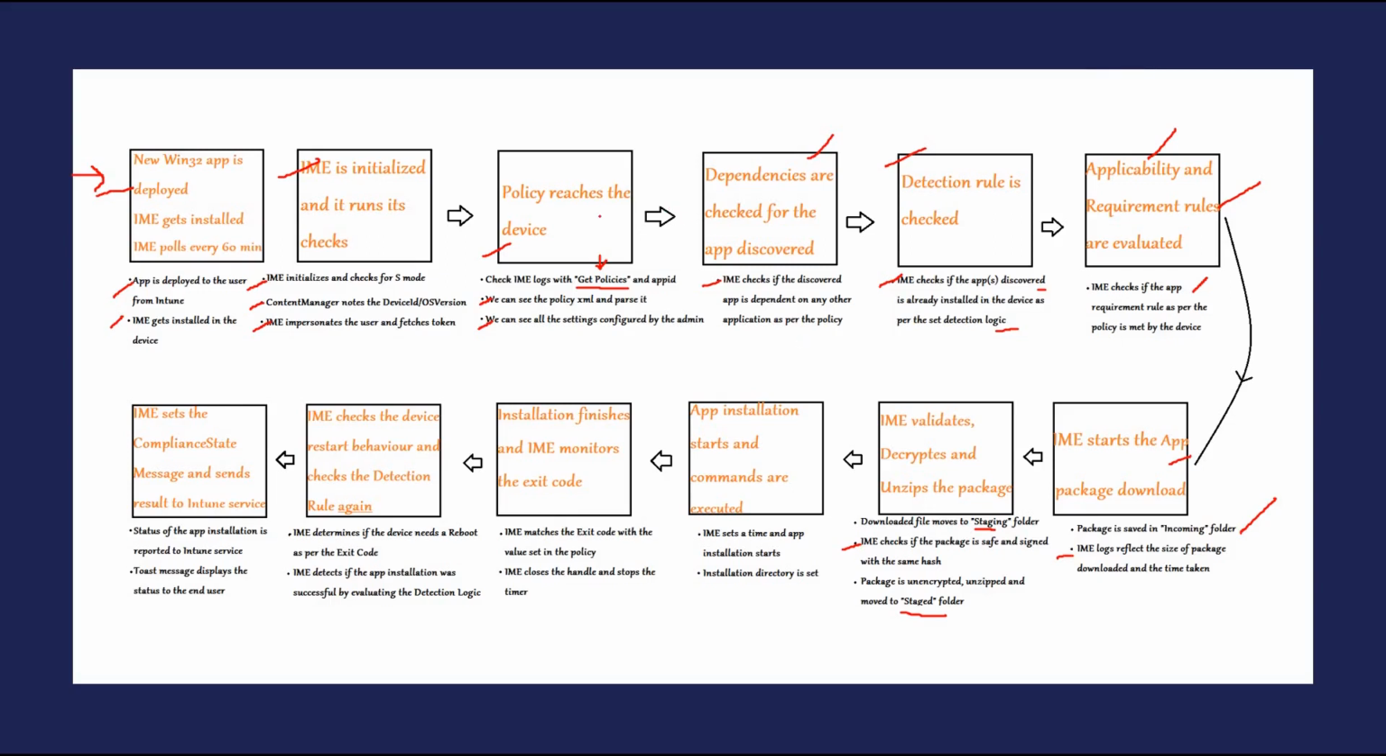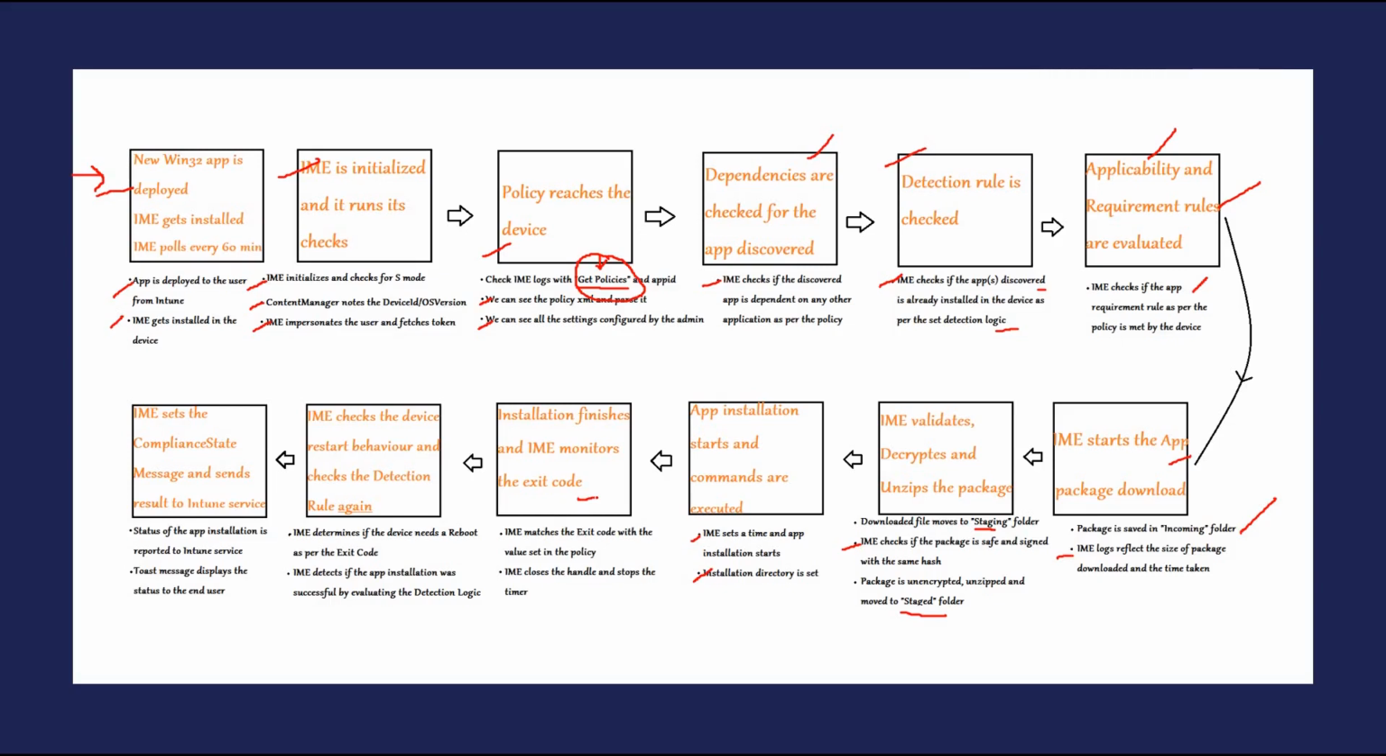In the get policy itself, the entire policy body came down, which also contained the installation command. So IME will now set up a timer and it will start the installation. It will set the installation directory. It will run those install commands. It will make sure that the installation goes fine, and IME will keep on monitoring the exit code of this installation process.